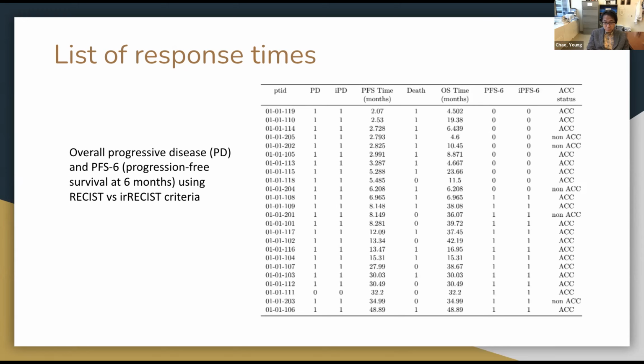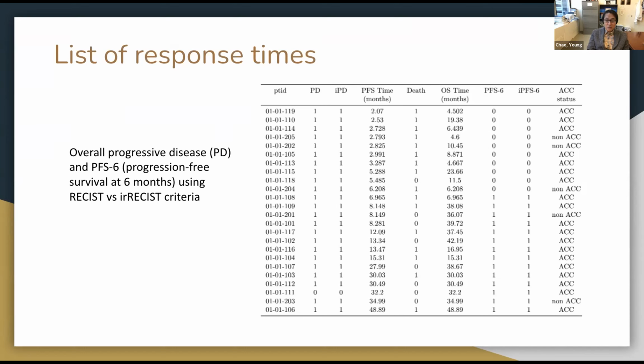So yeah, this is very encouraging. Some are pretty long PFS. OS time. Okay.